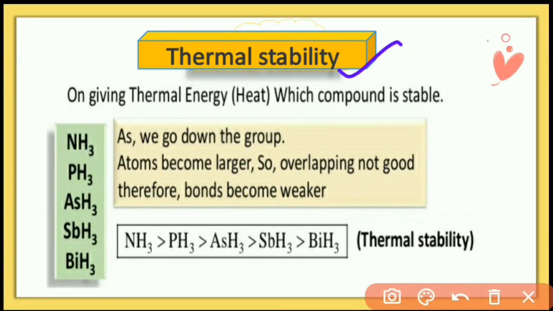Thermal stability. On heating, we can predict which compound is stable. When we go down the group, atoms become larger and overlapping is not good, therefore the bond becomes weaker. So thermal stability also decreases when we move down the group, because due to increasing atomic size the bond becomes weaker and it easily decomposes into its ions.